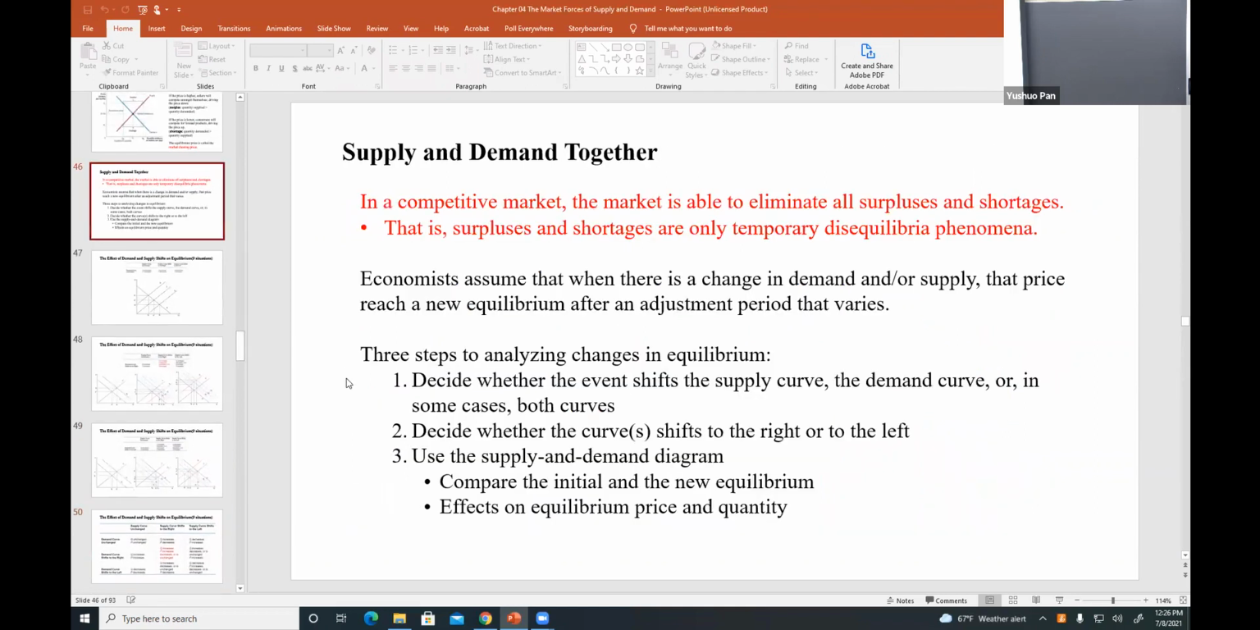So the first step again is to decide whether the event shifts the supply curve, the demand curve, or both. That's asking you what determinant it is, and how the determinants influence the supply or demand curve. And the last step, you are going to use those 9 situations to compare the new equilibrium with the previous equilibrium.